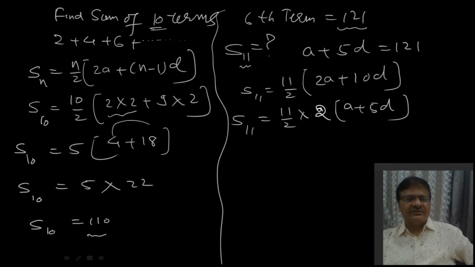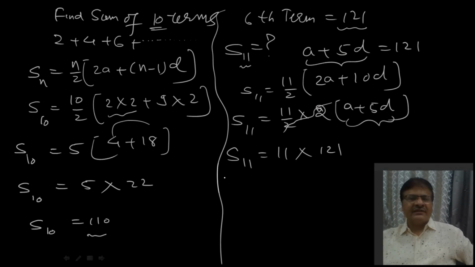a plus 5d. So can I cancel this 2? So S11 equal to 11 multiplied by (a plus 5d). I have this equal to 121. So I can write here 121. So basically it's 11 square, and it is 11. So 11 cube is 1331. We can write it directly.